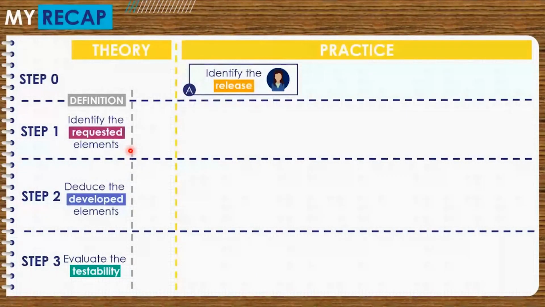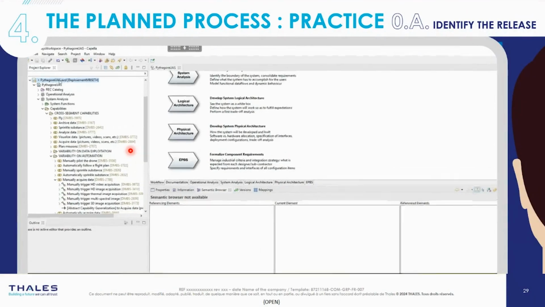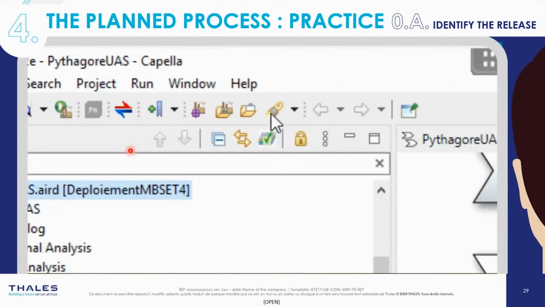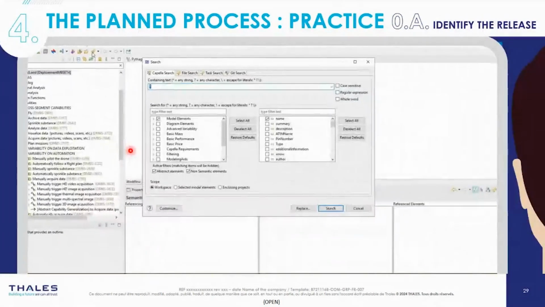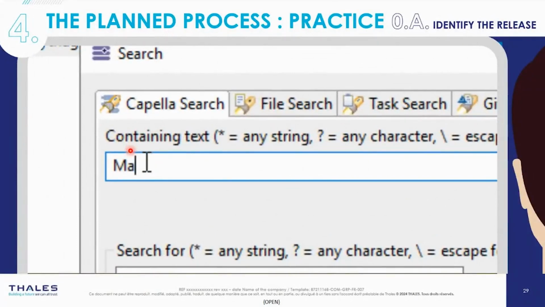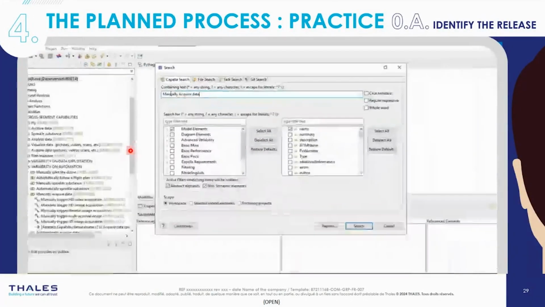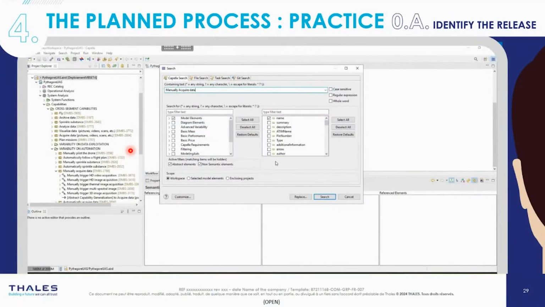Once received, the IVV manager must identify the release. It's in step 0 because it takes place before the utilization of RMIVV. It's a preliminary step. To do this, the IVV manager opens the Capella model and searches for its capabilities. He doesn't know the model by heart, so he will use the search tool to find it quickly.